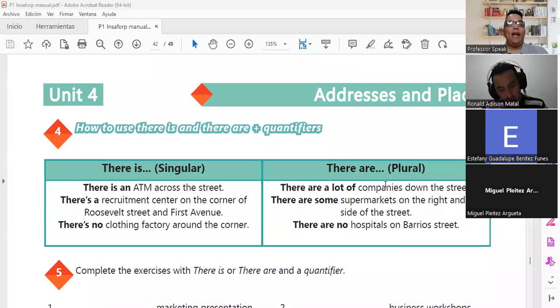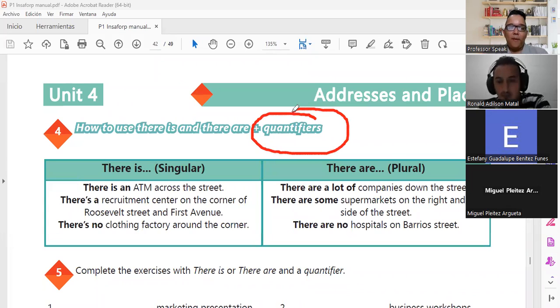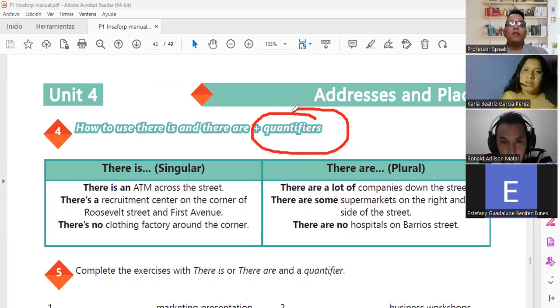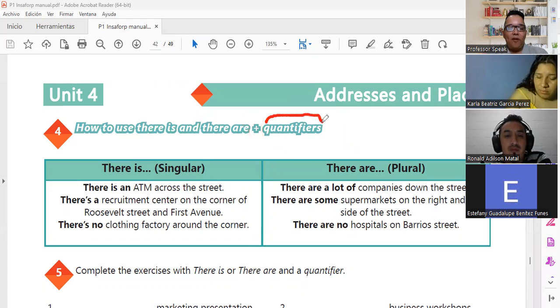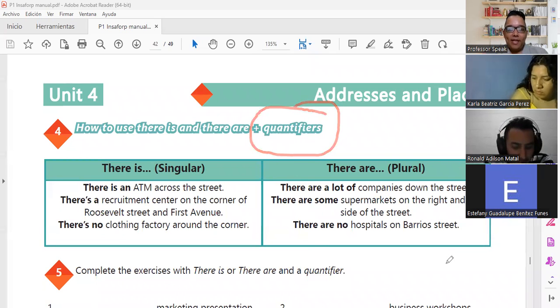There is and there are, and what is this word? Quantifiers. Yes, good. So we have there is, there are plus quantifiers. What is quantifiers? Quantity. All right. Number. That is quantifiers.